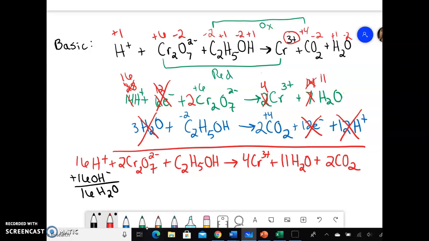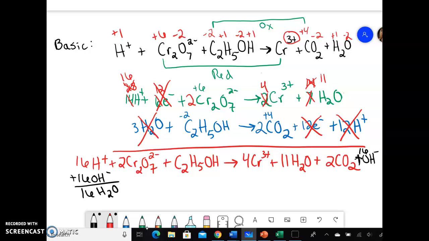However many H pluses you have, add that many hydroxides so that they become water. But you also have to add that many hydroxides to the other side, oops, it should be a 16, so that the law of conservation of mass holds steady. And so now we can cancel some more waters.